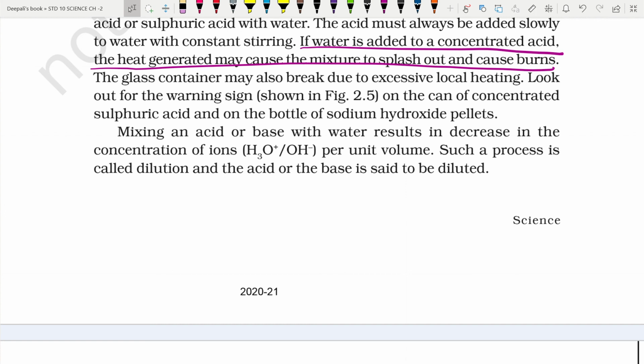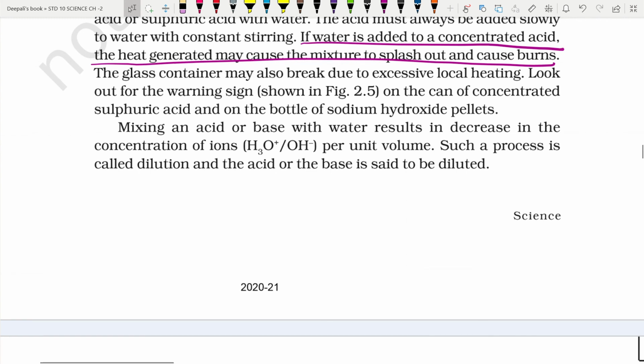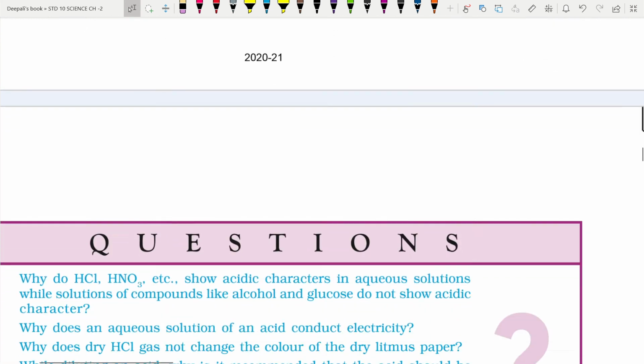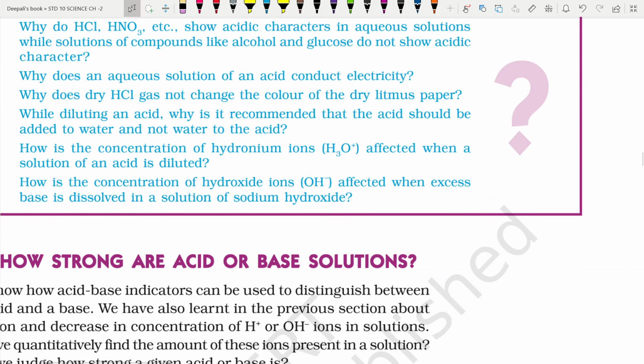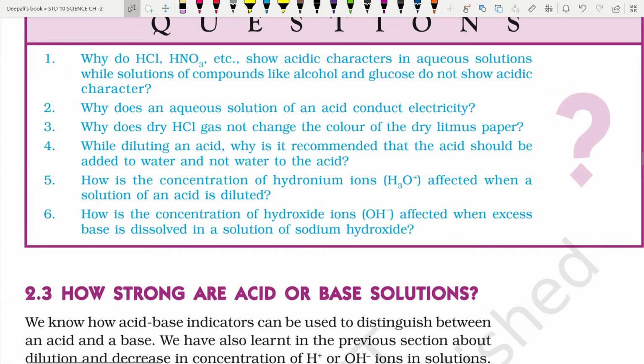So, this is the care which has to be taken while we handle concentrated acids. Now you will be able to answer the in-text question.